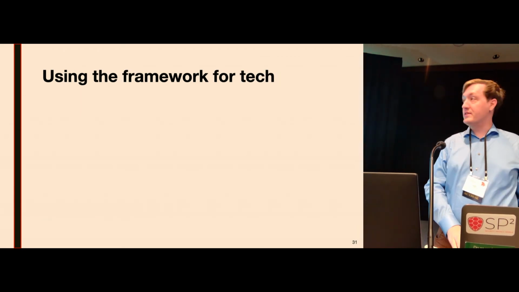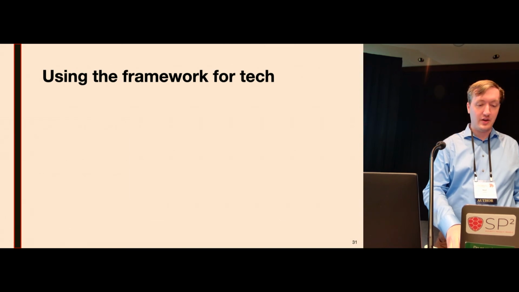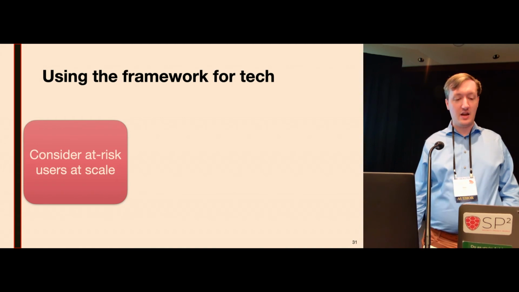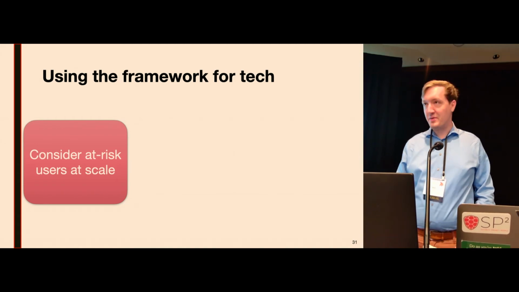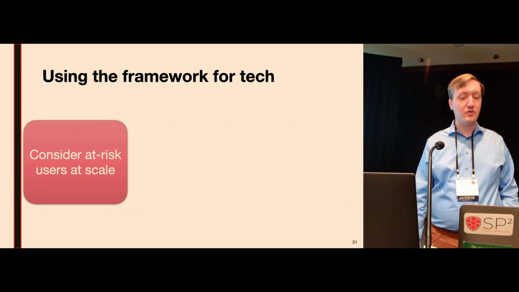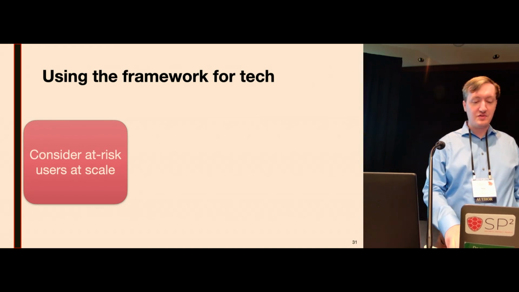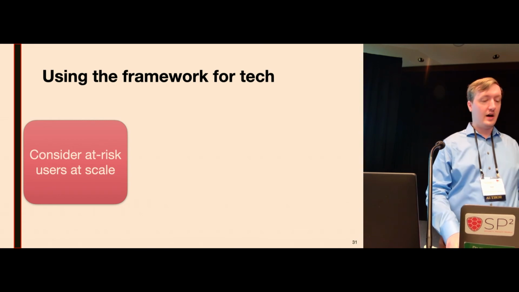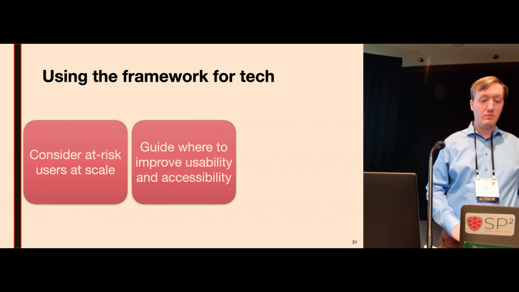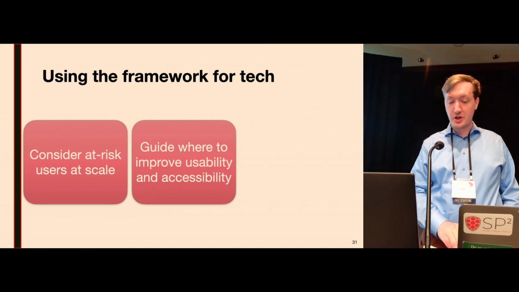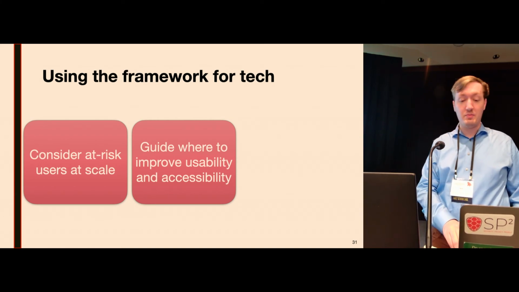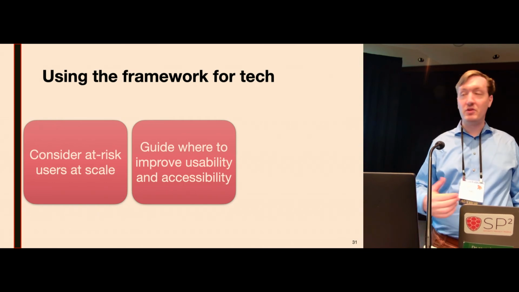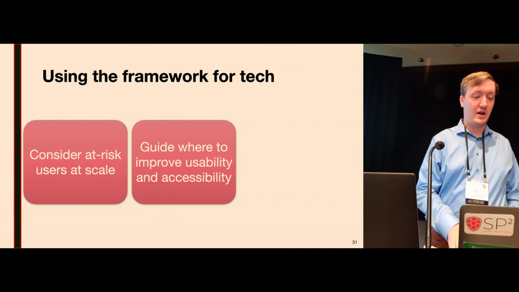We also believe this framework can be useful for technology creators. This framework can be used to consider at-risk users at scale. As mentioned at the beginning of this talk, considering dozens of populations in the design process is, of course, very difficult. By providing this framework, we simplify the important process of thinking through potential risks and needs of different populations. The framework can also be used to help point technology creators to areas where improving usability and accessibility might be most useful and help prioritize that, as demonstrated by our systemization of protective practices.